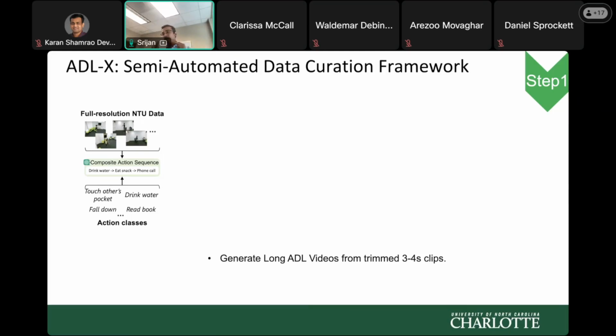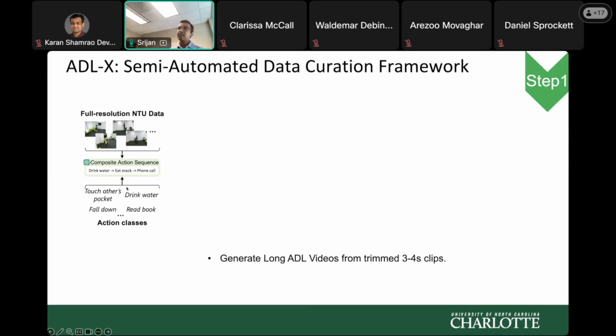So what we do is we first generate long videos because we wanted to process very long videos. Because most of the data sets that exist in the state of the art are trimmed videos which span 3 to 4 seconds. So we take these trimmed video clips, and we try to concatenate them in such a way that we get a very long video. But how do you get a long video?